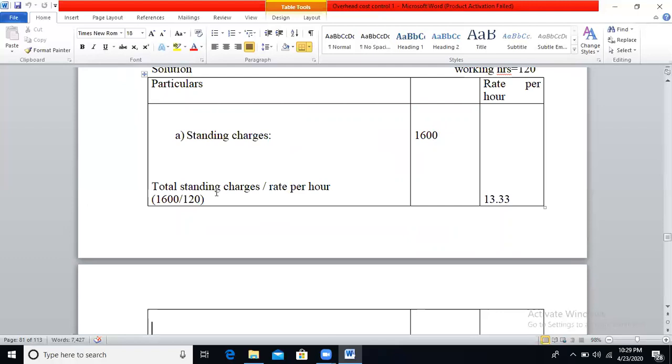Take total standing charges value divided by number of working hours. So if you divide, total standing charges will be 1600 divided by number of working hours, 120. If you calculate, you will get rate per hour of 13.33. So total standing charges divided by number of working hours gives you the standing charges rate per hour.